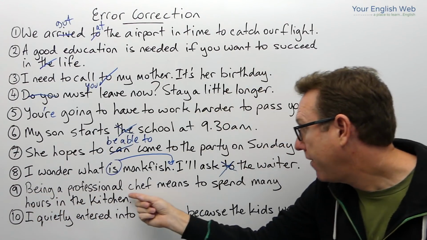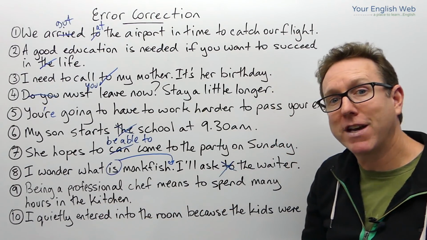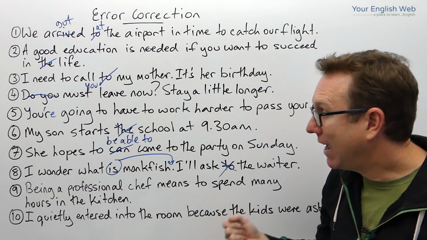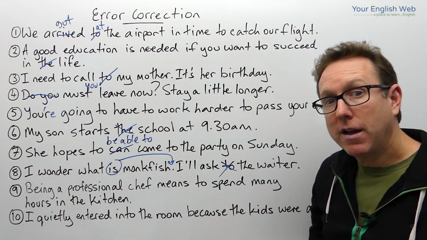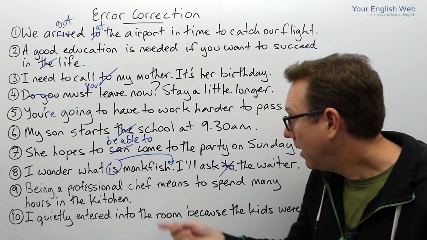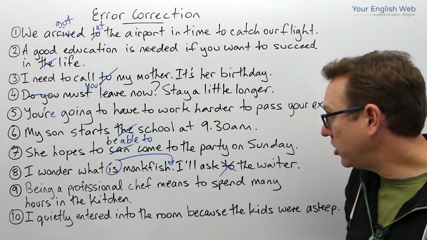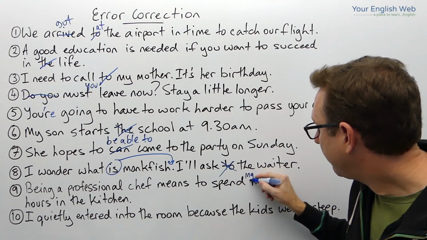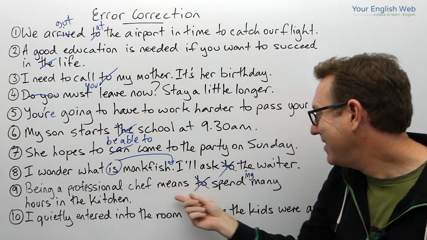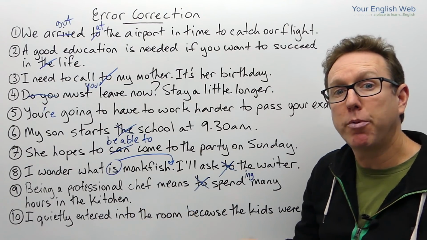Being a professional chef means to spend many hours in the kitchen. Where is the error here? Well, if you're thinking that it is a verb plus ing or gerund error, you are correct. Because after this verb here, we need to put an ing. So, spending. Being a professional chef means spending many hours in the kitchen.